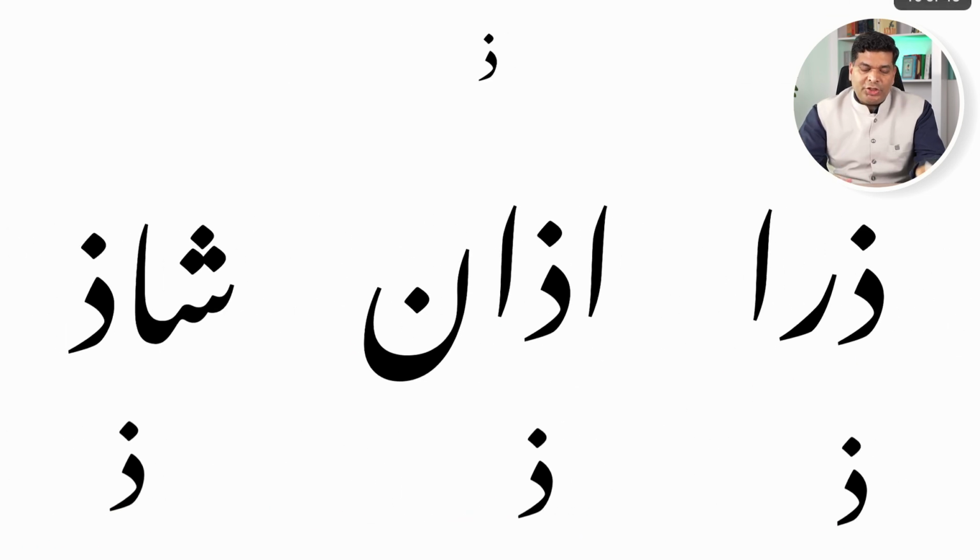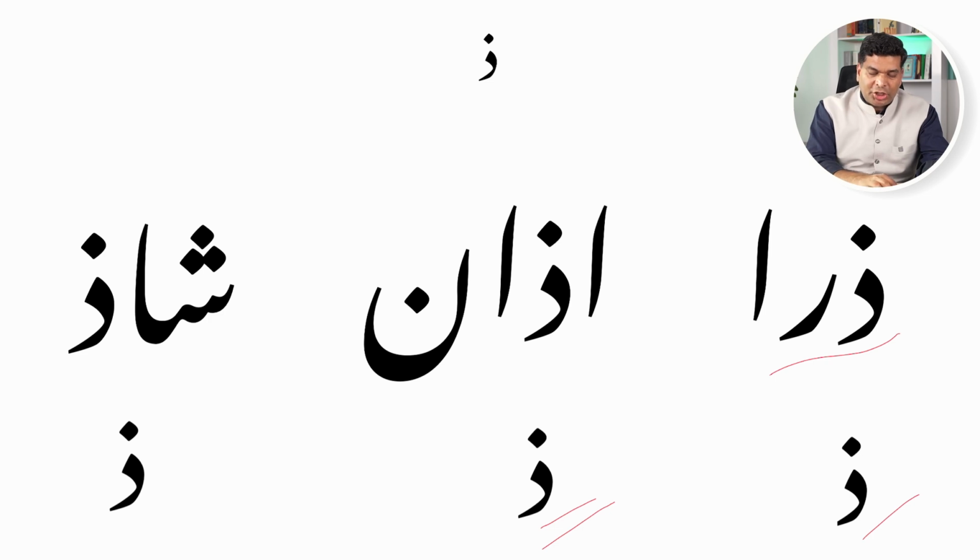And if we check the same thing with zal, zal also follows a similar pattern. You have the first word here called zara, and in that you will find ze appearing the same. The second one is called azan. Again, it appears similar. In the third one, which is shaz, it also appears similar. So the same behavior for the dal family: it looks the same in the beginning, in the middle, in the end, and you can easily recognize it.